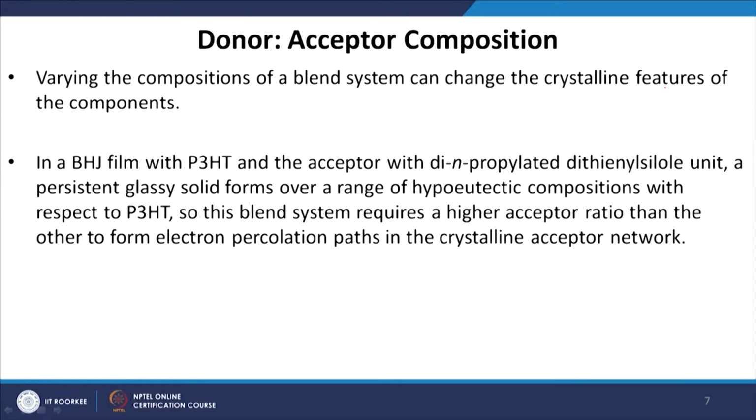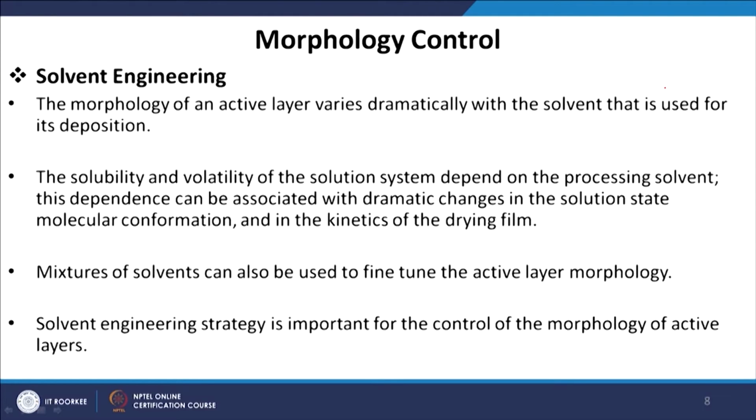So, basically how the acceptor molecule will crystallize or aggregate in the presence of the donor material can be dominated, or is determined, by their weight ratio. In a BHJ film with P3HT and the acceptor with di-N propylated diethyl silyl unit, a persistent glassy solid forms over a range of hypoeutectic compositions with respect to P3HT. So, this blend system requires a higher acceptor ratio than the other to form electron percolation paths in the crystalline acceptor network. The second important parameter is solvent engineering.